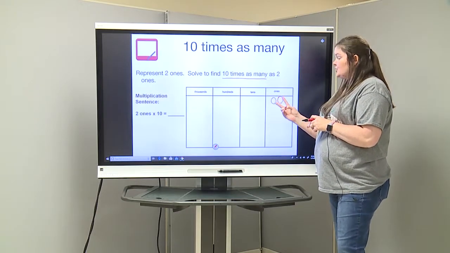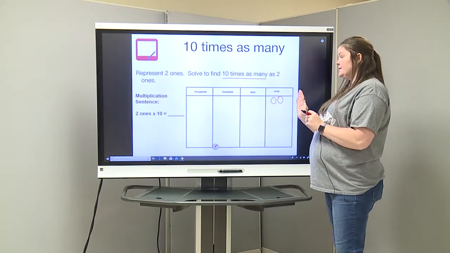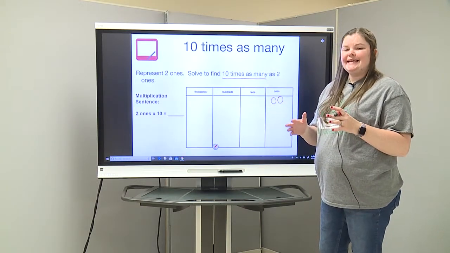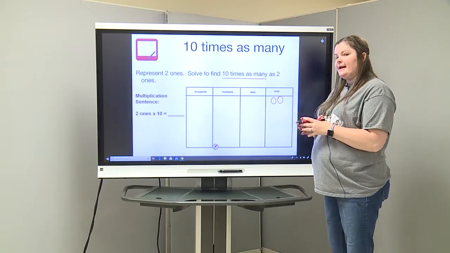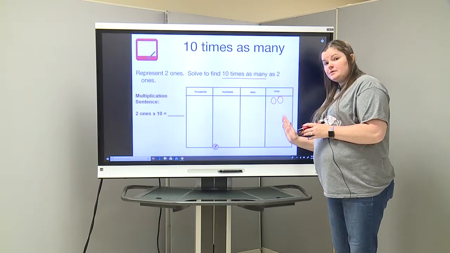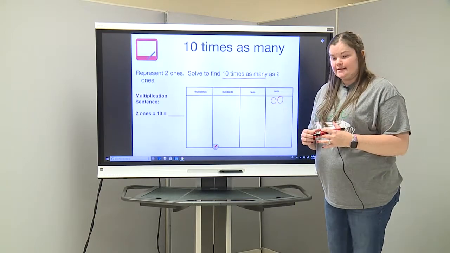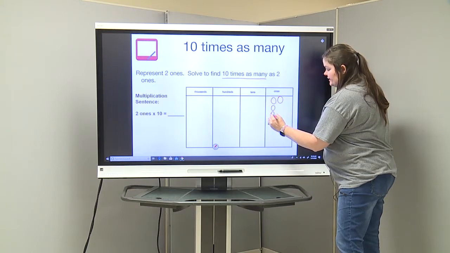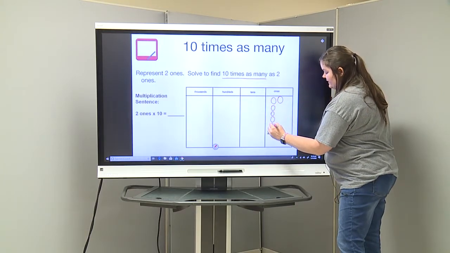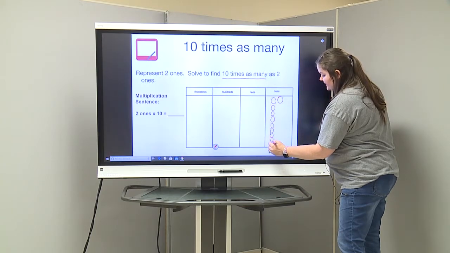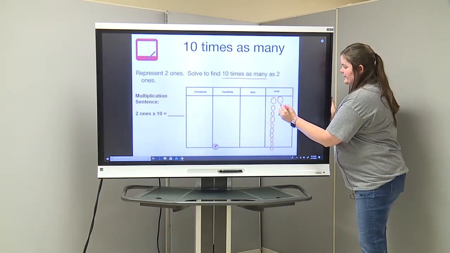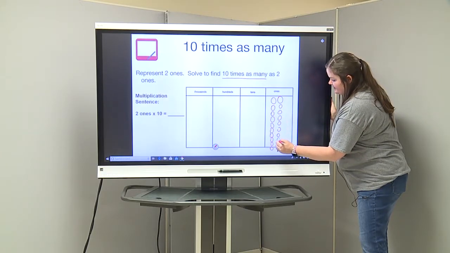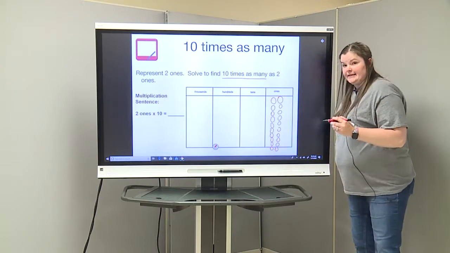So I need to turn these 2 ones into the tens place because I know that I'm multiplying 2 times 10 to get 20. So in order to do that, I need to show that I'm multiplying both of these by tens. So in order to do that, I'm going to have to represent 10 place value discs on each one. So 1, 2, 3, 4, 5, 6, 7, 8, 9, 10. Run out of room, guys. 1, 2, 3, 4, 5, 6, 7, 8, 9, and 10.